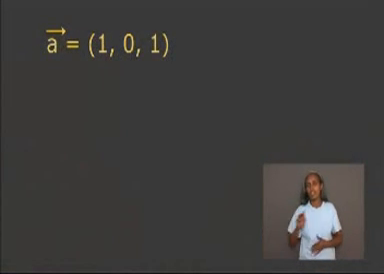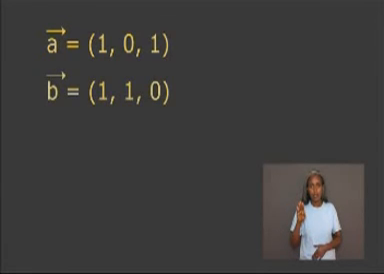Here we have two vectors. Each begins at the origin point. Vector A terminates at coordinates 1, 0, 1. Vector B terminates at coordinates 1, 1, 0. Let us find the angle between these two vectors.